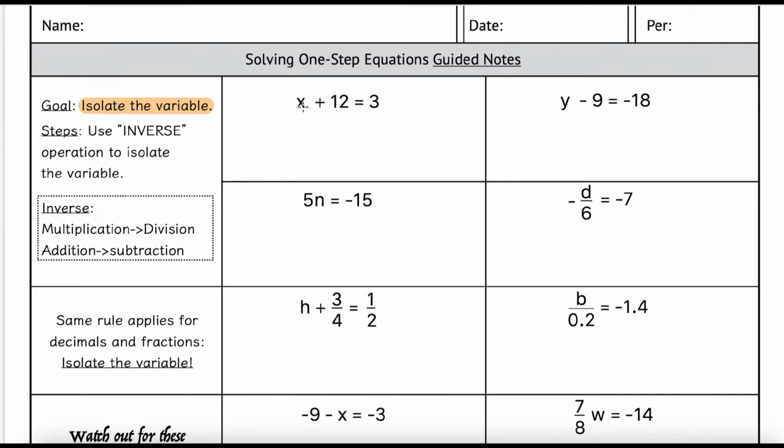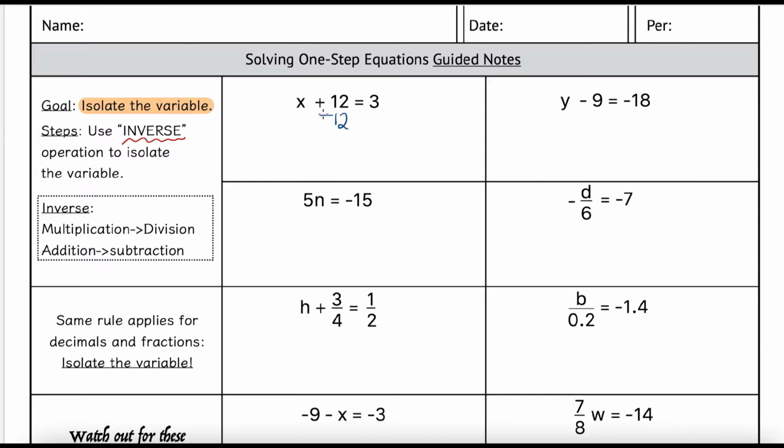The first one says x plus 12 equals 3. Again, we want to isolate the variable. We want to use what we call inverse. Inverse is basically another way to say opposite. So the opposite of plus 12 would be minus 12. In this case, we would subtract 12, because that would accomplish the goal of isolating the variable. The variable will be by itself, because this positive 12 and negative 12 will become 0.